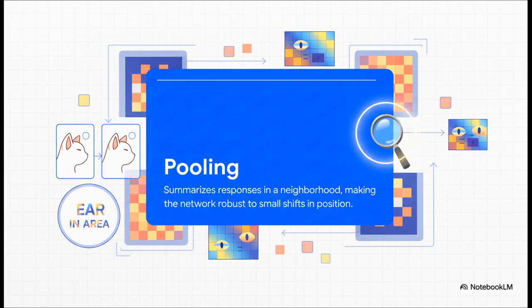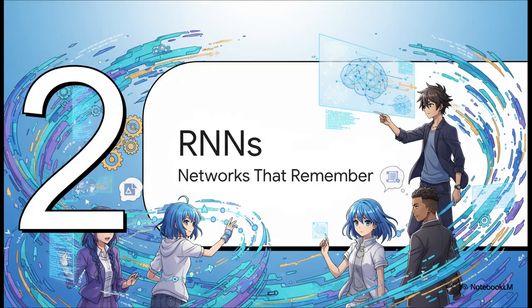This gives the network a really robust way of seeing things. Okay, so that's how we gave AI eyes. Pretty cool, right? But what about language? For that, we need to move on to the second part of our story and meet the recurrent neural network, or RNN.